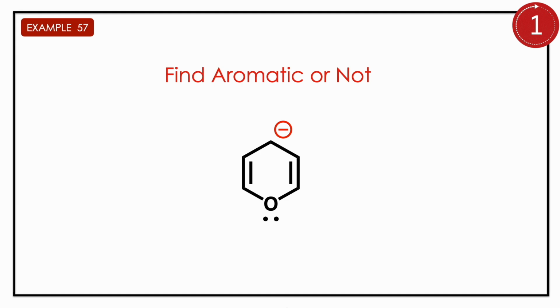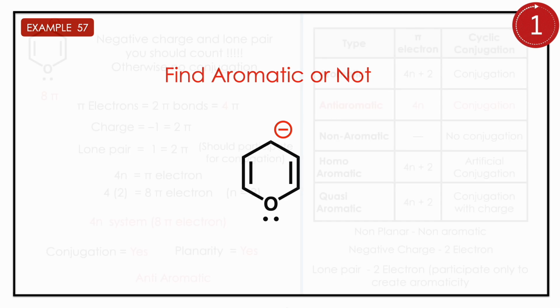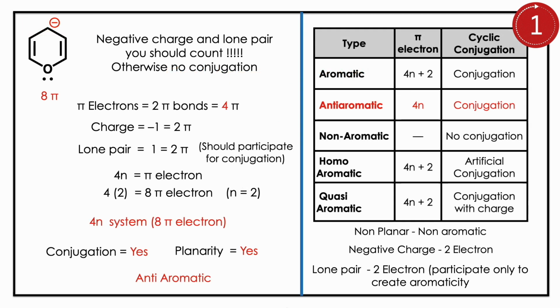Then the next example. Here you have a heterocyclic system with a double bond, lone pair and anion. You should find whether the given compound is aromatic or not. This compound is interesting because it has all the possibilities: anion, lone pair, conjugation, many concepts inside. Here the negative charge can help with delocalization, but oxygen also participates to promote the conjugation. So pi electrons means 2 pi bonds, 4 pi electrons. Charge is minus 1 which is 2 pi electrons.